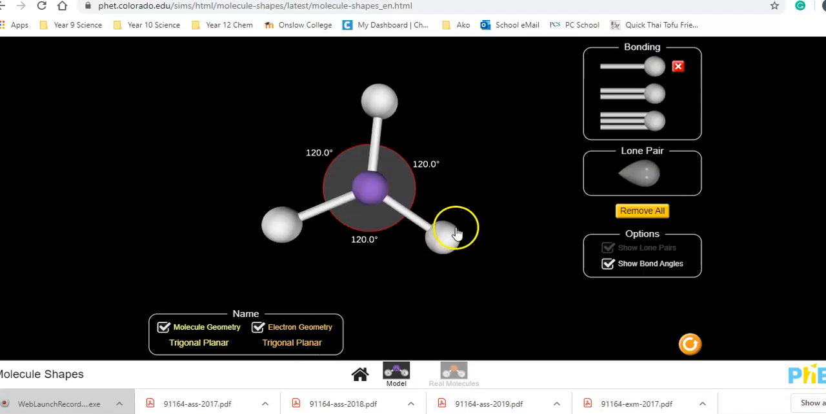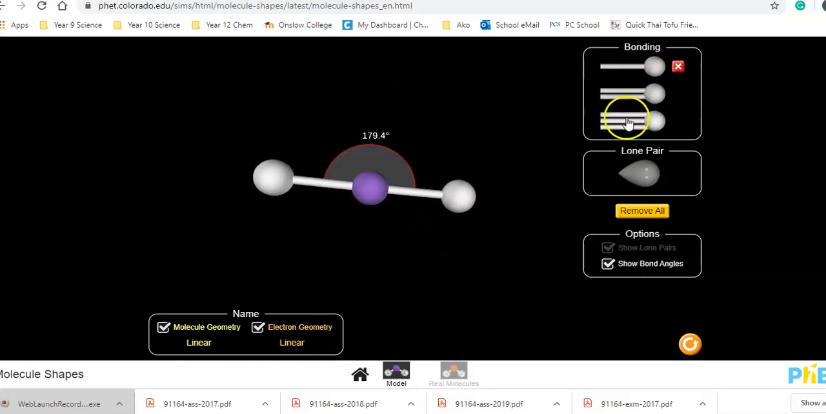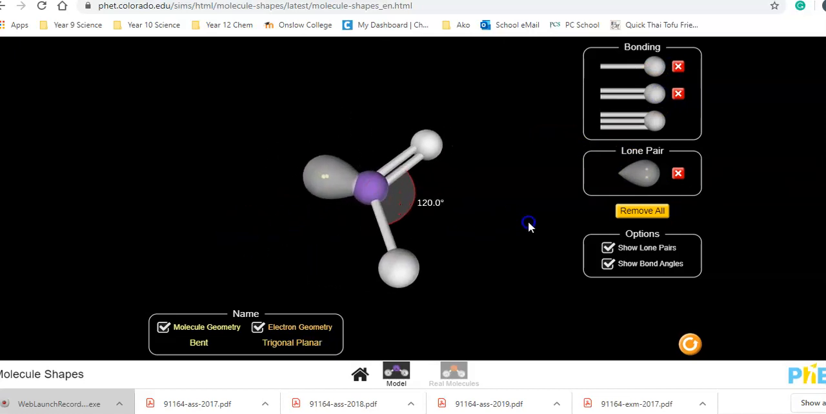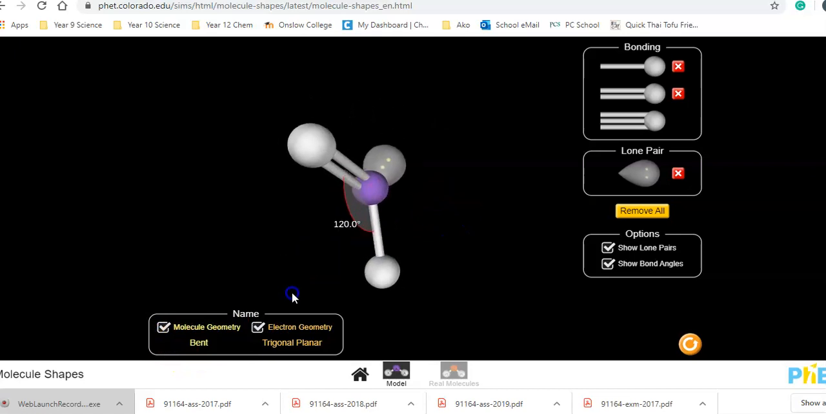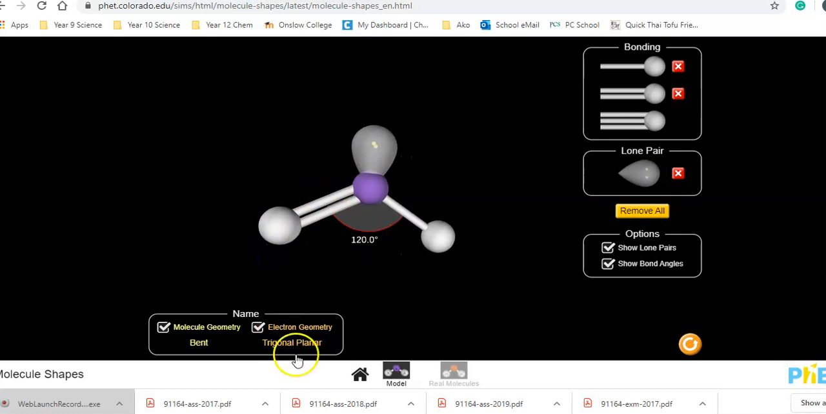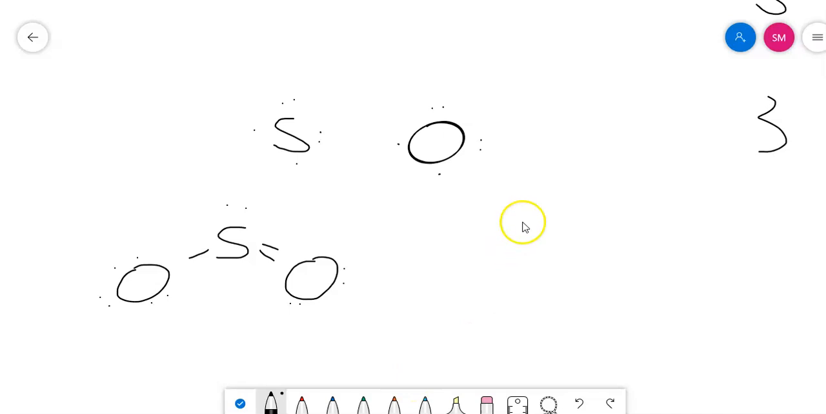So we'll show this on our simulator. We've got 1 single bond and 1 double bond, and we also have a lone pair of electrons. We can see that because there's 3 regions of negative charge, we still have that 120-degree angle there. But the overall shape of the molecule is bent. So it's similar again to what we had before. It's a bent shape.